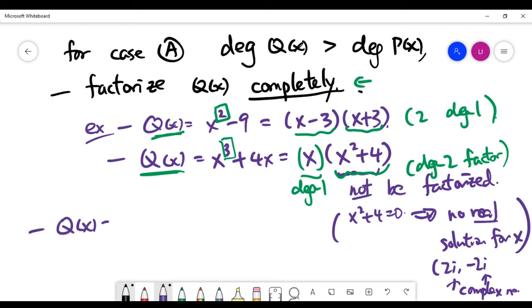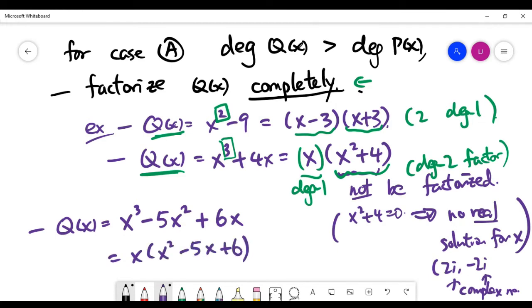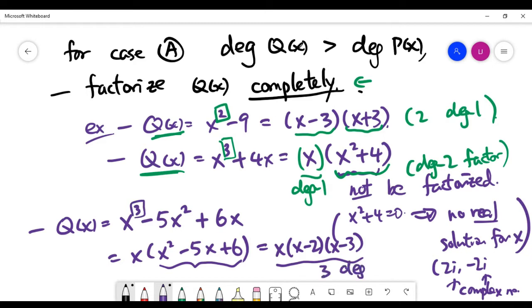For example, you can look at x cubed minus 5x squared plus 6x. For those of you who are good at this, we can pick out the common factor x first. So we have a degree 2 polynomial inside. And this one is not a degree 2 factor because you can split it further. The factors inside the bracket are x minus 2 times x minus 3. And this case means that for a degree 3 polynomial, you actually have 3 degree 1 factors, right? And this is really the first step.